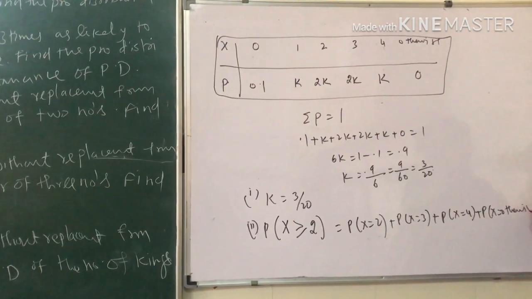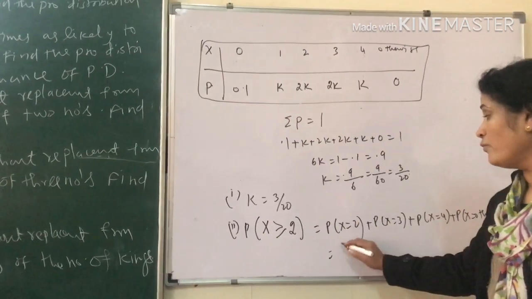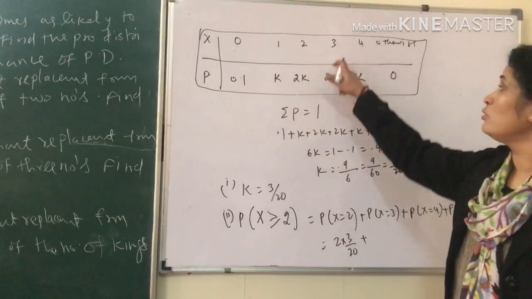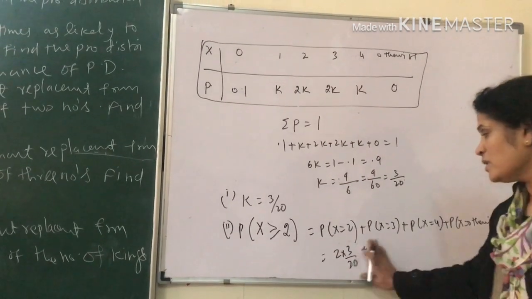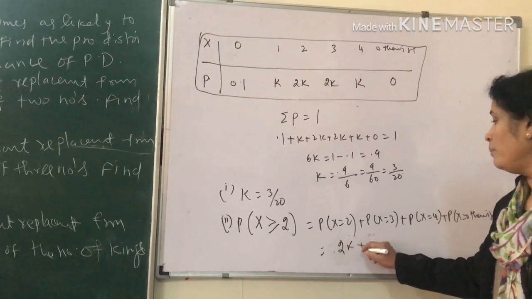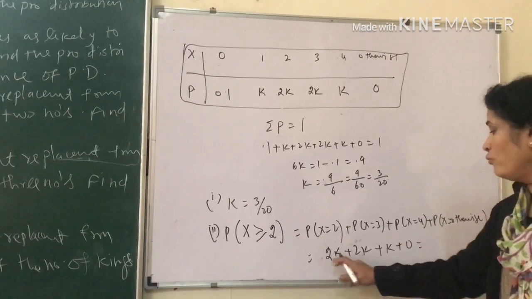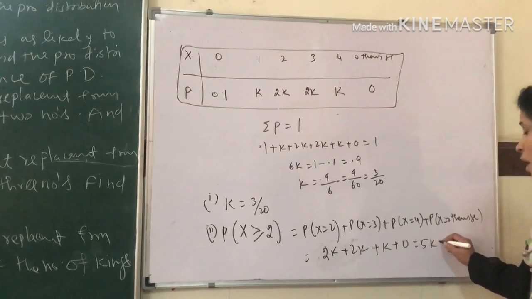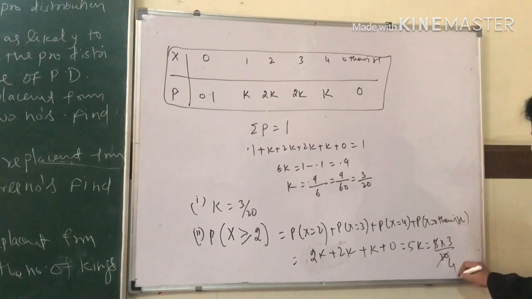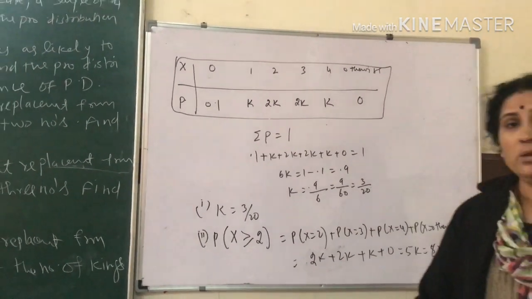Clear? Okay. Now 2, what is the probability of 2? 2k. You have the value of k. So 2 into 3 by what? 20. Now x is equal to 3, they are saying 2k, or otherwise you do one thing. You write down each and everything here. That is 2k plus again 2k plus k plus 0. That is equal to 5k. So now replace the value of k, 5 into 3 out of 20. So that is equal to 3 by 4. In this way also they can ask the question.